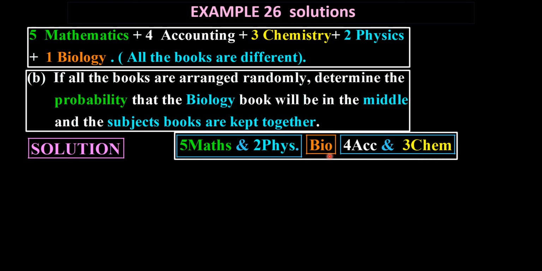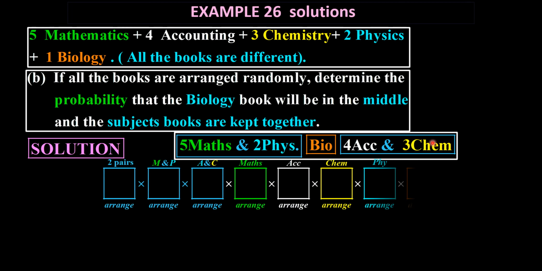So that's my possible. The biology is in the middle, so I can only have maths and physics on the left and accounting and chemistry on the right, or the other way around, right? So that's the arrangement there. The biology is in the middle, so it's actually fixed. So there we have 2 objects, the left and the right. So that's the 2 pairs that I have there, right? The pair, that's a pair, and there's a pair, so that's the 2 pairs.